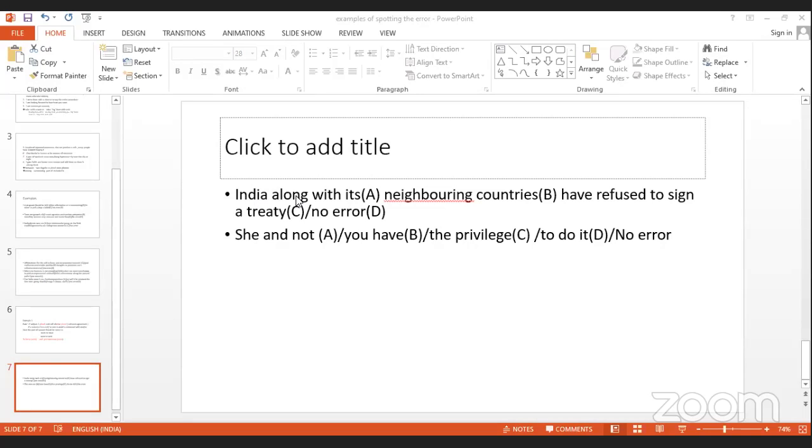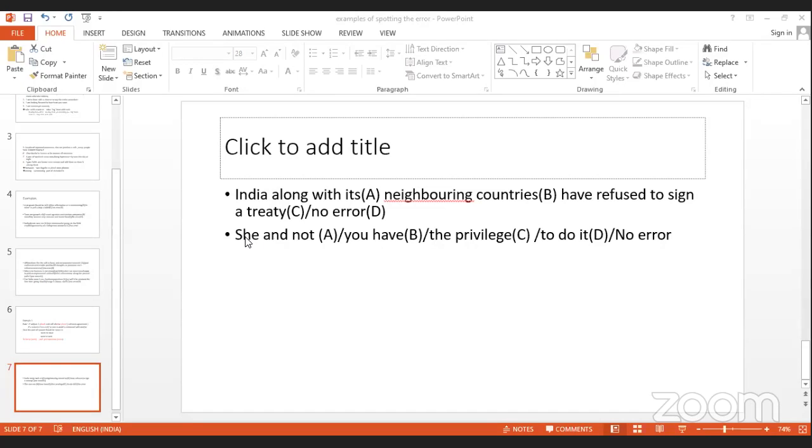Over here again, India along with its neighboring countries. Which is the subject over here? India along with its neighboring countries, till B, the subject stops. So what happens when the subject is connected with a pronoun or a noun? Cancel the second subject and always go with the first subject. If the first subject is singular, the verb will be singular. If the subject is plural, the verb will be plural.